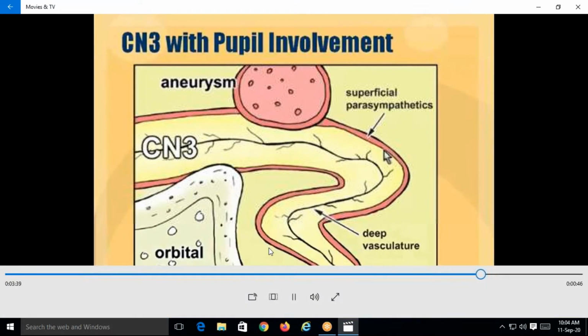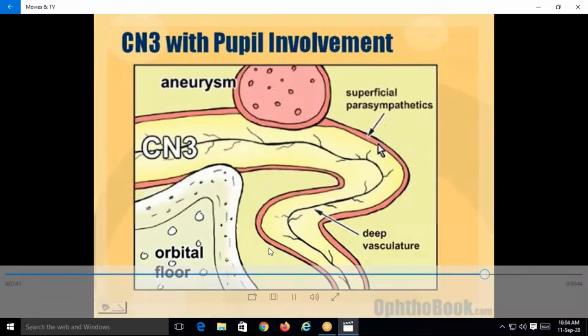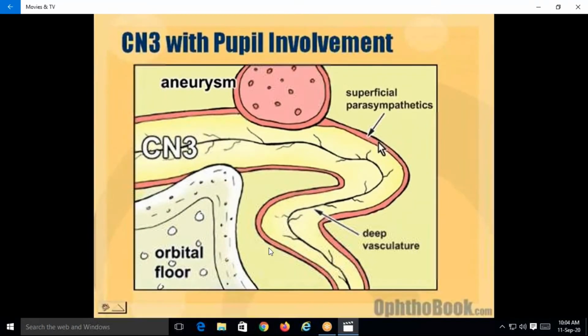Those parasympathetics travel with the third nerve, and they have a tendency to run on the outside of the nerve. So they're very susceptible to compression. So if you have an aneurysm or a tumor pushing on cranial nerve 3, then it very often will blow the pupil, the pupil will be involved. While diabetes or hypertension is deep inside the nerve and will sometimes spare the parasympathetics.